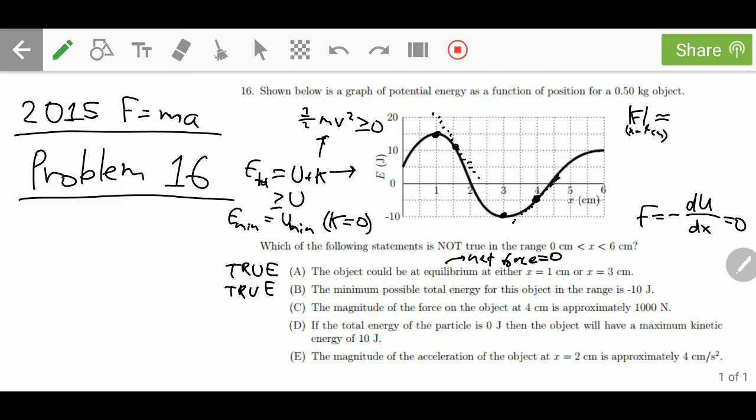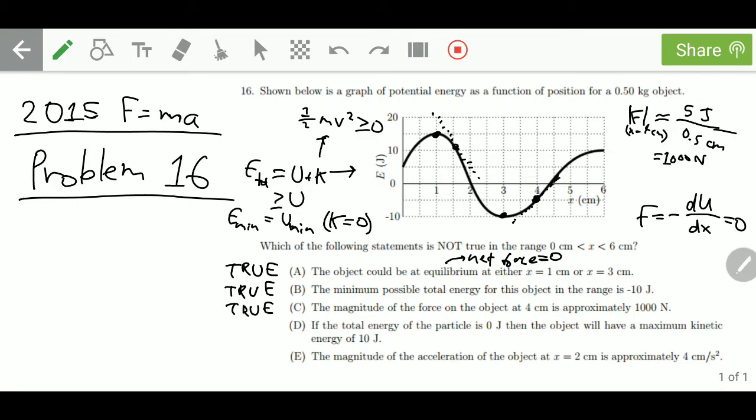Well, 1 grid spacing in the y direction for the energy is 5 joules, and the grid spacing in the x direction is 0.5 centimeter. Remember, half a centimeter is 5 times 10 to the negative 3 meters. And so you actually will get 1,000 joules per meter, which is indeed 1,000 newtons. And so option C is also true.